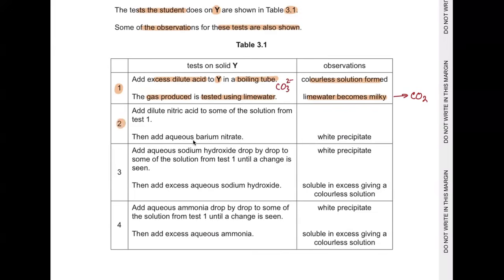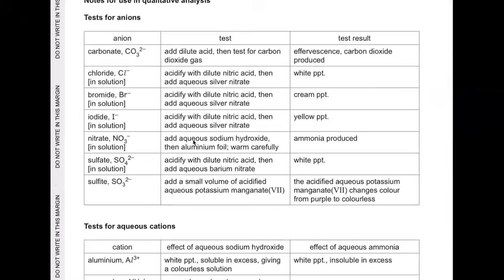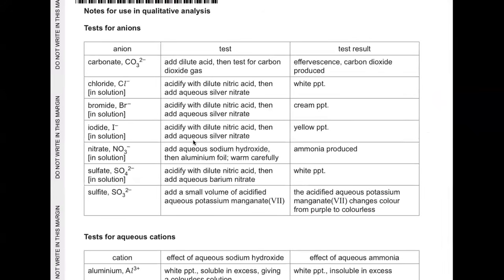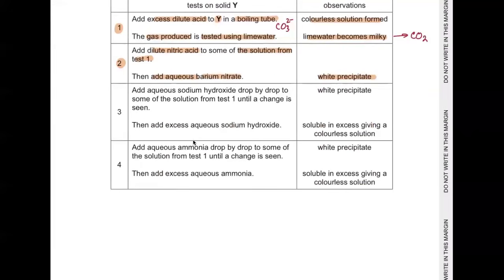Now, test 2. Add dilute nitric acid to some of the solution from test 1, then add barium nitrate, and white precipitate is formed. If you don't remember, don't worry, you have it over here. If you add dilute nitric acid and then barium nitrate, you get a white precipitate if the solution contains sulfate ion. So it means there is a sulfate ion. Is this clear to all of you? So the second test observation helps us figure out that it contains a sulfate ion. So carbonate is present, sulfate is present.